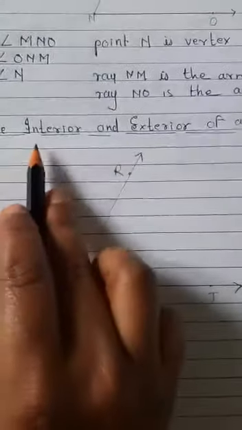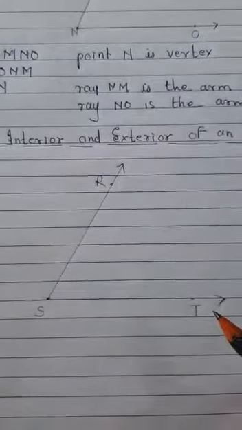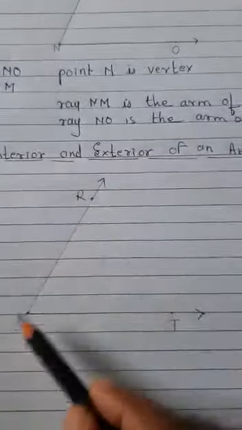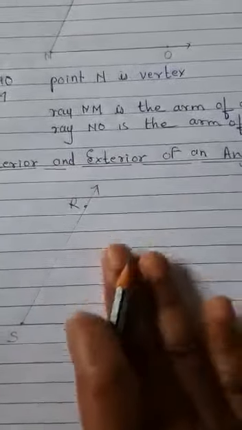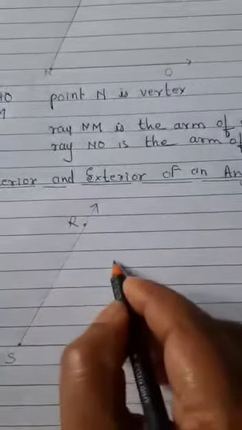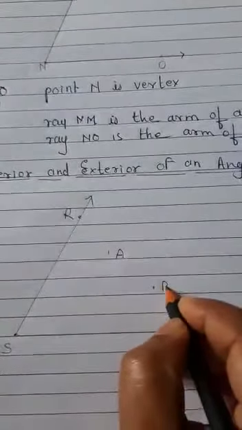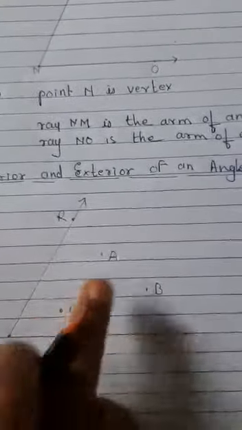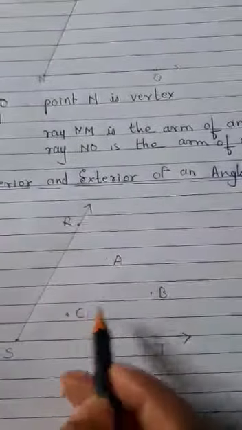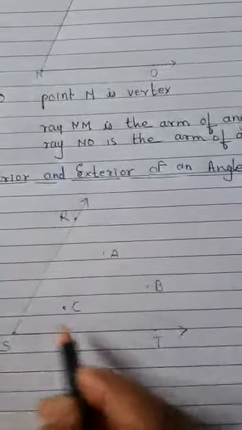Now let us see what the interior and exterior of an angle are. I have drawn one more angle over here, angle RST. Now the points which lie inside the arms of the angle are called the interior. I mean this inside portion of the angle is called the interior of the angle. Suppose I write the point A, then point B. So any portion inside the angle is called its interior. So this point C, point A, point B are in the interior of the angle RST.